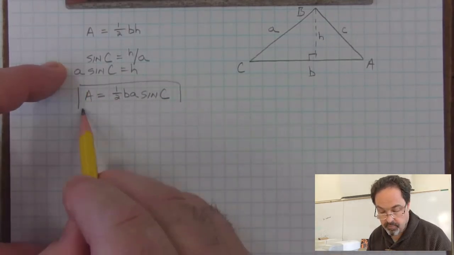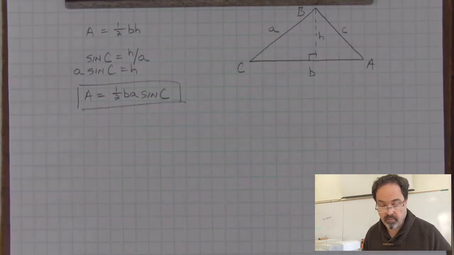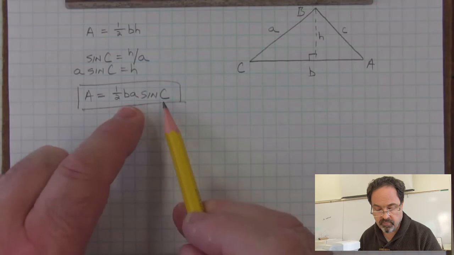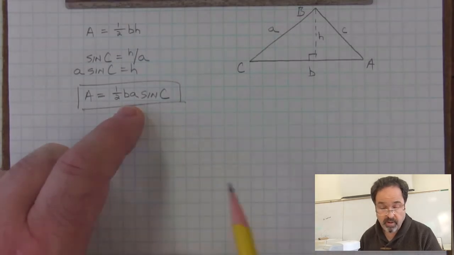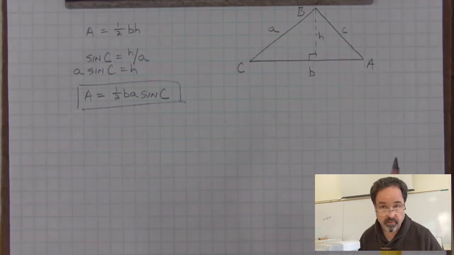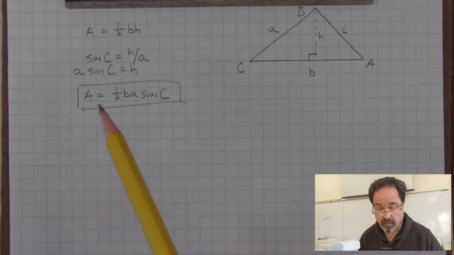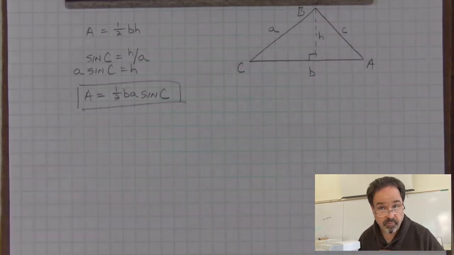This formula some would consider to be better because the variables in it are the actual sides of a triangle and an angle. As long as you have two sides of any triangle and the angle in between those two sides, you can calculate the area of that triangle and not have to have some height that is not a part of the triangle or the given information.